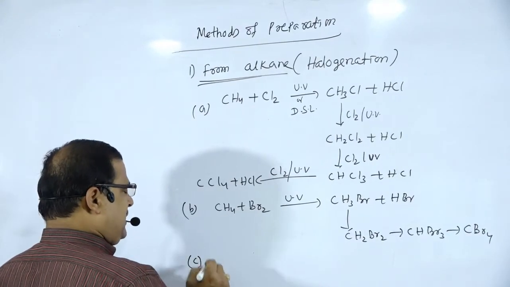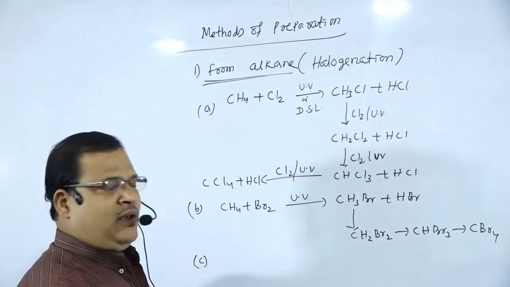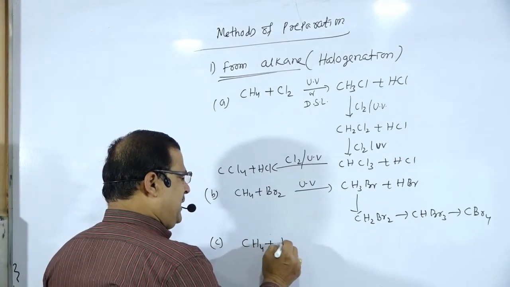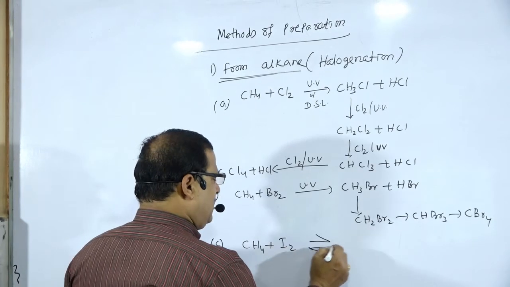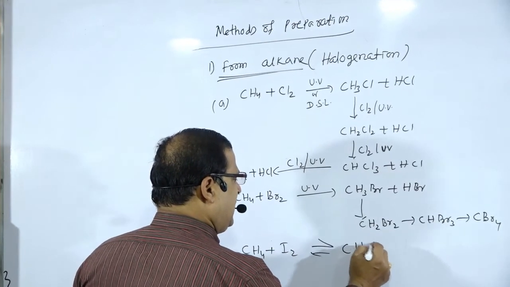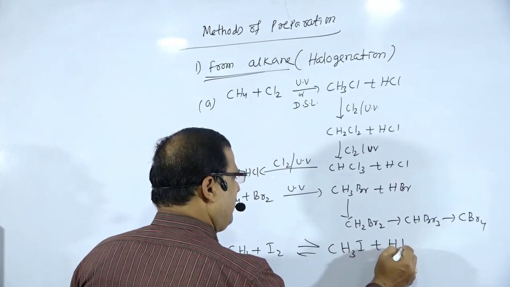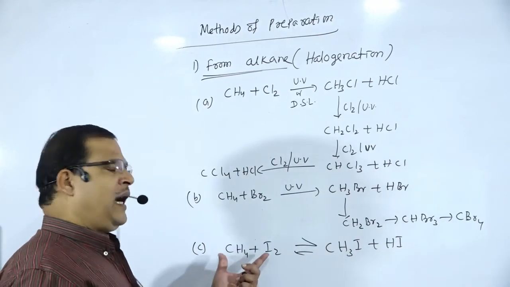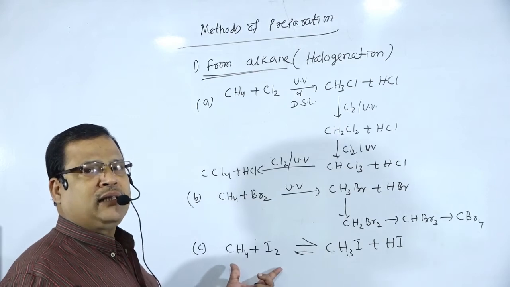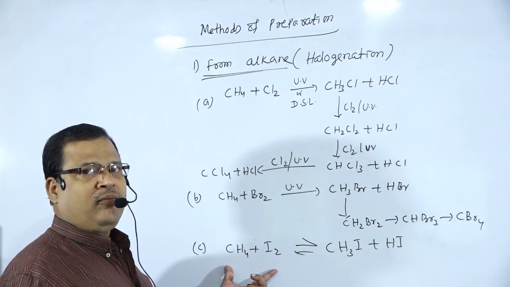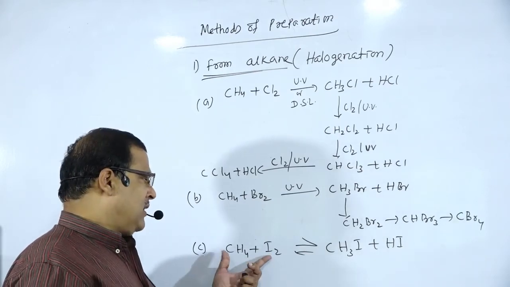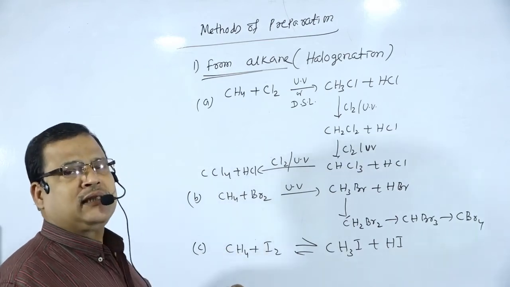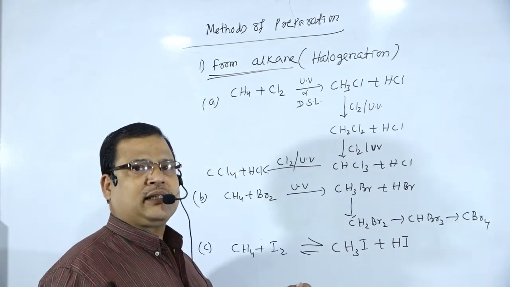Next we will see iodination. CH4 plus I2 gives CH3I plus HI. This is one of the important questions: how is iodination carried out in alkane? Iodination of alkane is carried out in presence of oxidizing agents like nitric acid, phosphoric acid, etc.